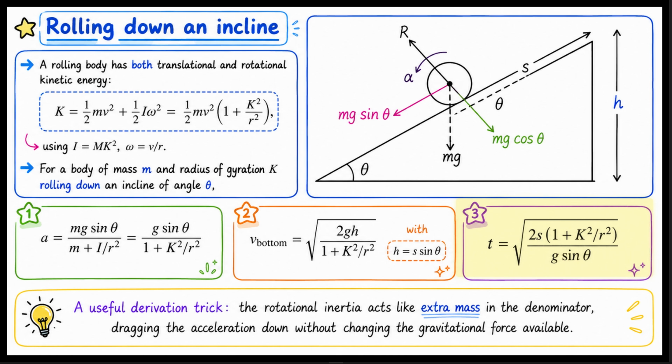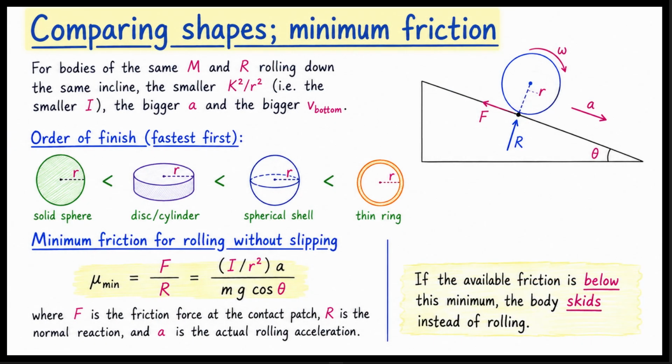As a helpful tip, notice how the rotational inertia acts like extra mass in the denominator, dragging the acceleration down without changing the gravitational force available. For bodies of the same m and r rolling down the same incline, the smaller k squared over r squared, that is, the smaller I, the bigger a, and the bigger v bottom. The order of finish, fastest first, is solid sphere, then disk or cylinder, then spherical shell, then thin ring.